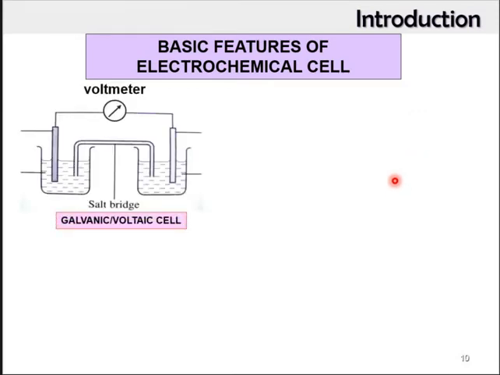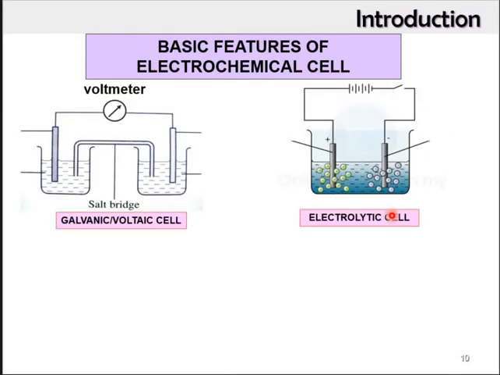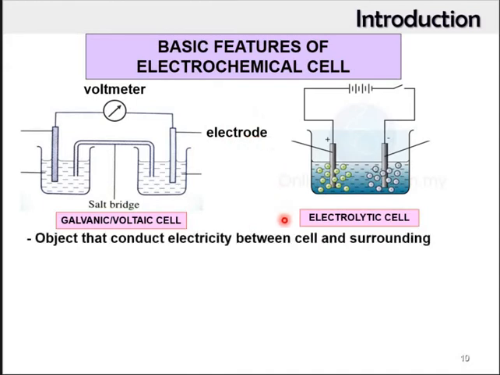Okay, so what are the basic features of an electrochemical cell? This is a diagram for galvanic and electrolytic cell. So we have electrode, yang dalam keadaan solid ni. Okay, dia akan immerse dalam solution. Kita panggil dia electrode: object that conducts electricity between cell and surrounding.